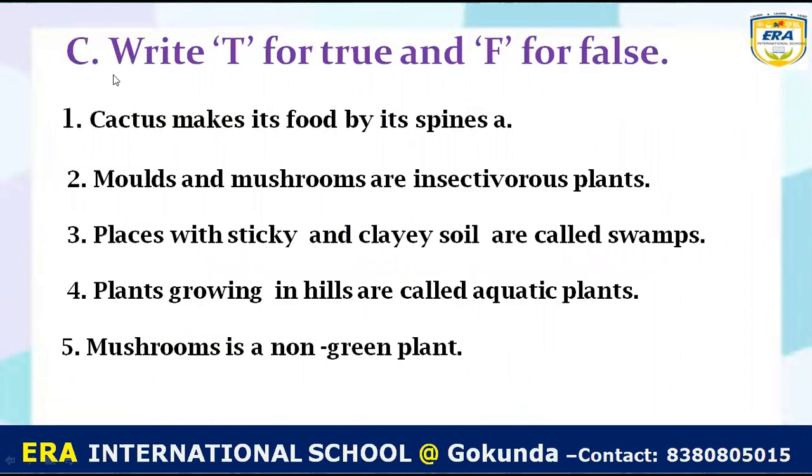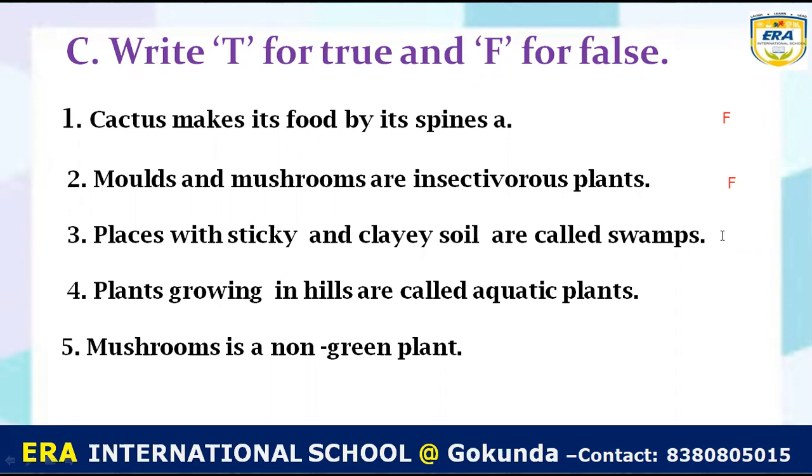Then the next point: write T for true and F for false. The first question is that cactus makes its food by its spines. The answer is false. That's why we write F here, because cactus does not make its food by spines. Second question: molds and mushrooms are insectivorous plants. That is wrong, because the insectivorous plants are Venus flytrap and drosera. So write F here for false.